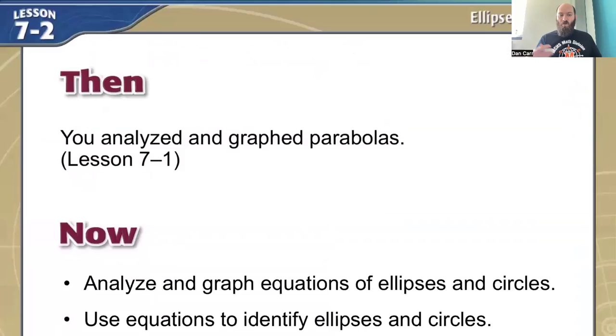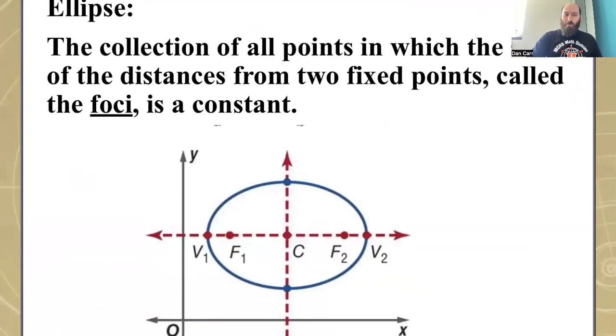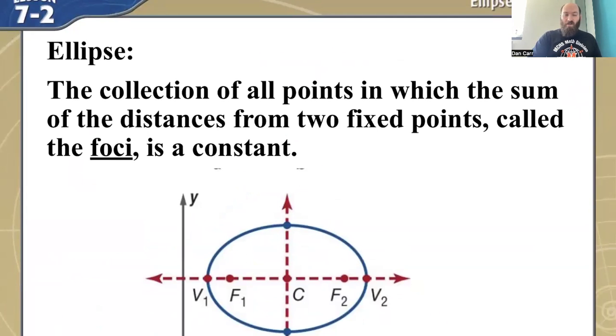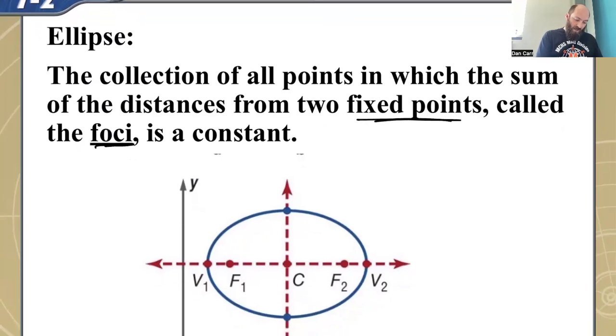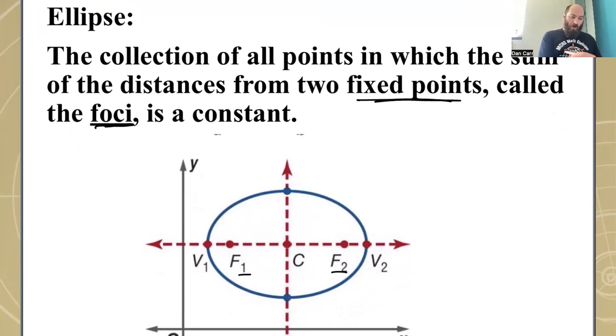So we're going to move on from that because we want to focus more on our ellipses. So what is an ellipse? An ellipse is a collection of all points in which the sum of the distances from two fixed points, called the foci, is a constant. So in this diagram, my foci are F1 and F2 here. These are two points that exist inside the ellipse and always on what's called the major axis. We'll go over that a little bit more.